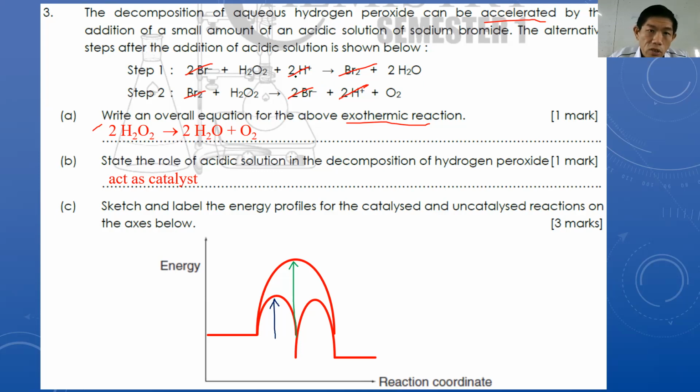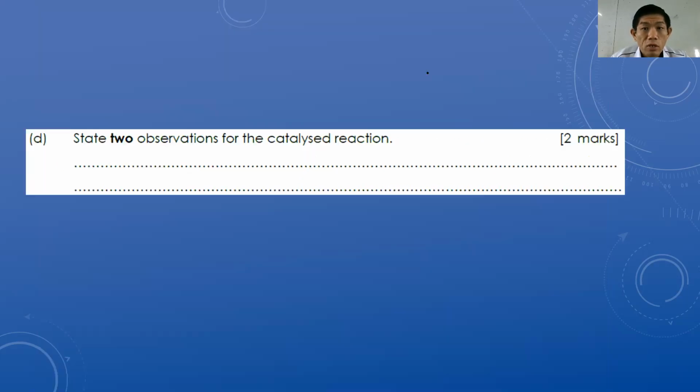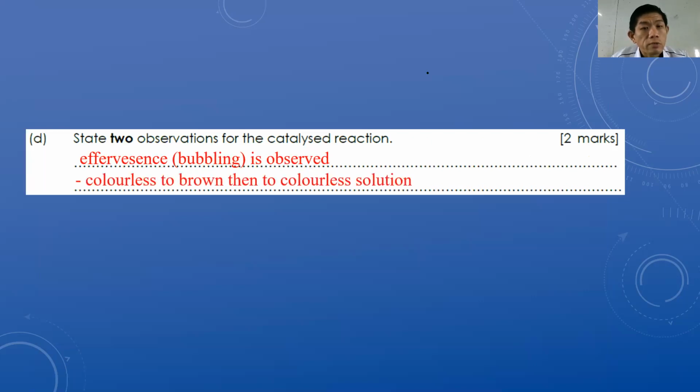In the second observation, you also notice that you form oxygen. How do you observe oxygen? You observe oxygen as bubbling. So that is the second observation. As for the answers: effervescence or bubbling is observed, and the colorless solution turns brown, then to colorless again. These are the two expected observations for the catalyzed reaction. So that is for question number 3.